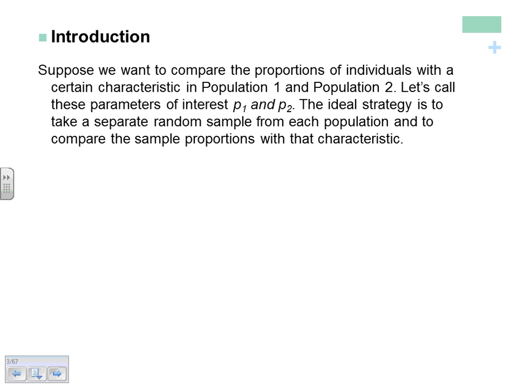So suppose we want to compare the proportions of individuals with a certain characteristic in population 1 and population 2. We can call the parameters of interest P sub 1 and P sub 2. The ideal strategy is to take a separate random sample from each population to compare the sample proportions with that characteristic.